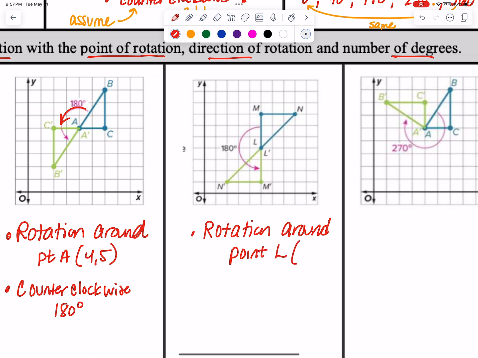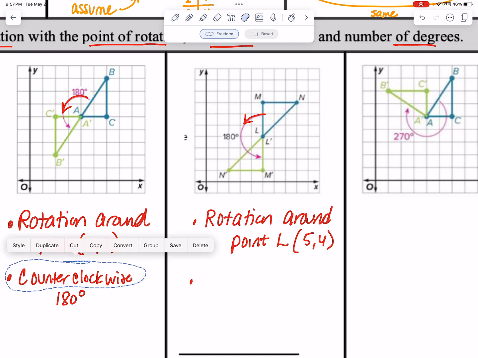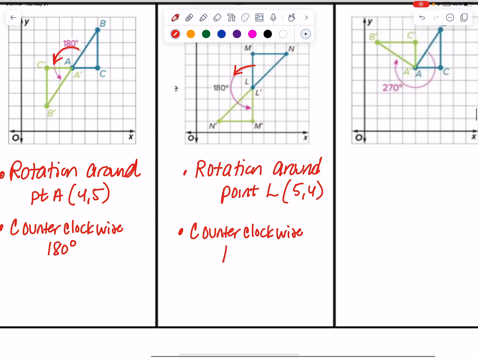Okay, and that is ordered pair 5, 4. Okay, now what's it doing? It's going to the left, so that's counterclockwise. Okay, I'm just going to save time and snatch this here. Counterclockwise, and it already says 180 degrees.